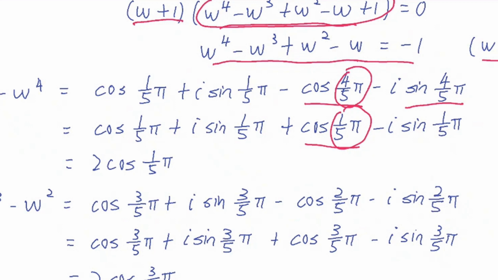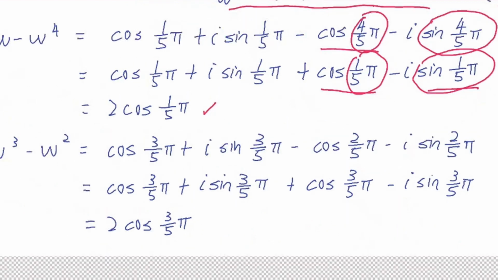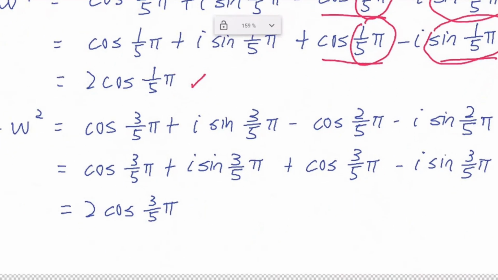For this one, sine 4π/5 is the same as sine 1π/5, because again 4π/5 has the acute angle 1/5 π. The relationship between these two angles is that when we take the sine, they have the same value, because this is the sine of a second quadrant angle, so it gives the same value as the sine of the first quadrant. So we can see the sine terms get cancelled off. This is what we get. We do the same thing for the power 3 and the power 2.